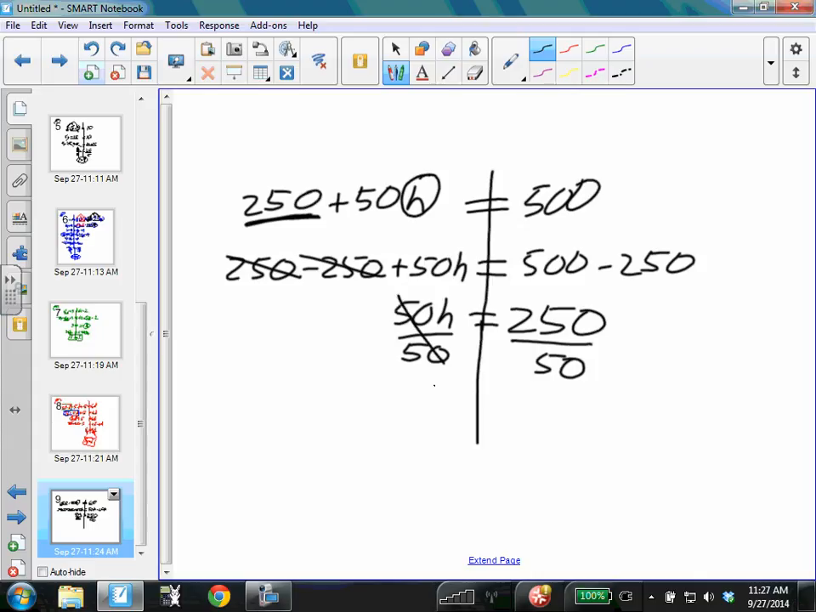And the 50s on the left cancel, and we get that h is equal to 250 divided by 50. The zeros will cancel one another out, and you can really just think of this in your head like 25 divided by 5, which is 5. And if you remember, h stands for hours. So what this is telling us is that it's going to be 5 more hours before you get to your friend's house if you keep driving at the exact same speed.